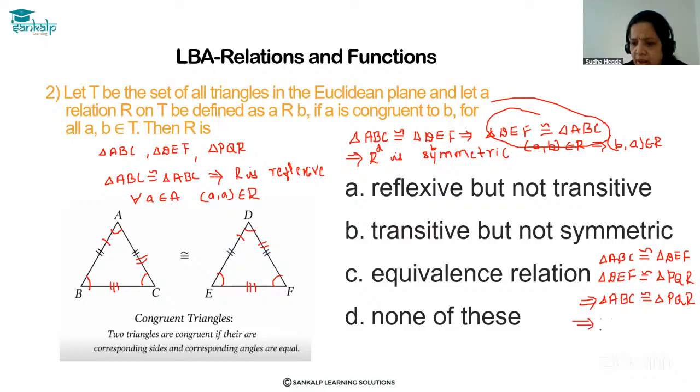This implies R is transitive. What is the definition of transitive?